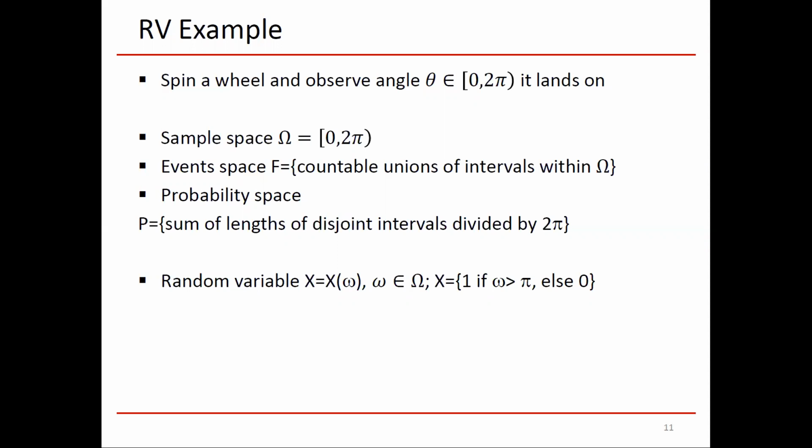So here's a possible random variable X. X is going to be a function of the outcome. The outcome, lowercase omega, is an element of the outcome space, capital Omega. And X is going to be 1 if the angle is greater than pi. The rest of the time, X is going to be 0. So we're going to have a 1 only if the angle is between pi and 2 pi.